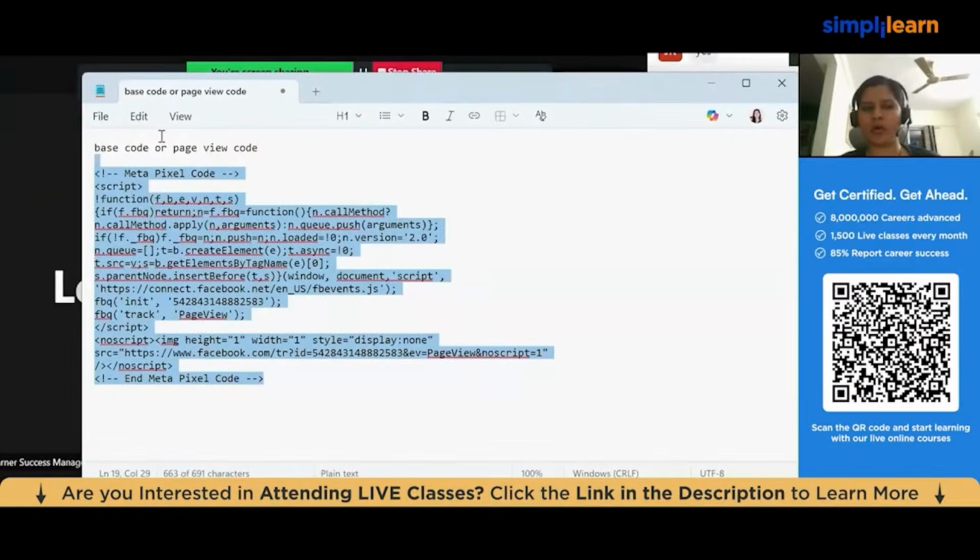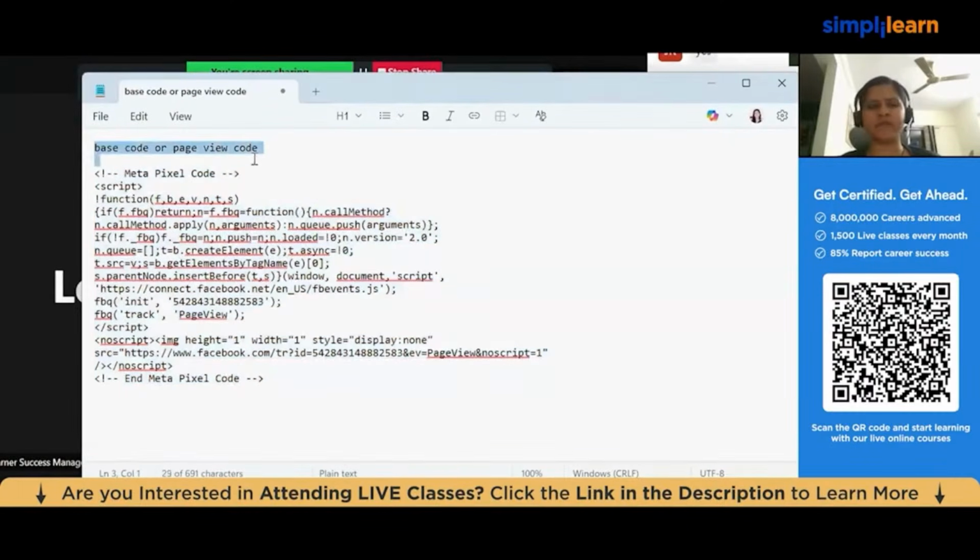This is just one code. This is your base code or page view code which goes on every page of your website. But to track specific actions that the user does on your website, let's say the person is adding a product to the cart, or they are doing checkout, or they are landing on the payment gateway page, there are separate codes for that.